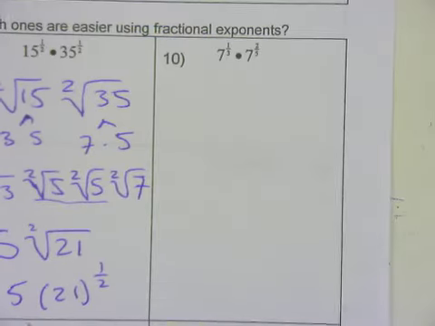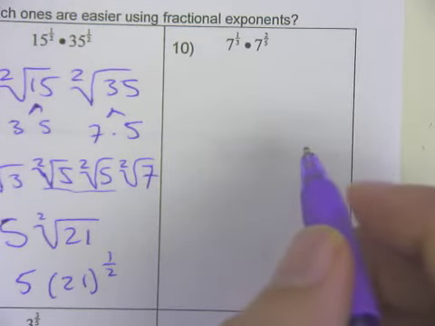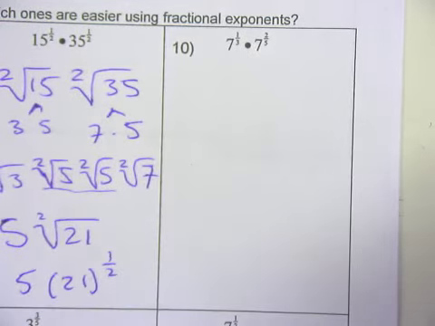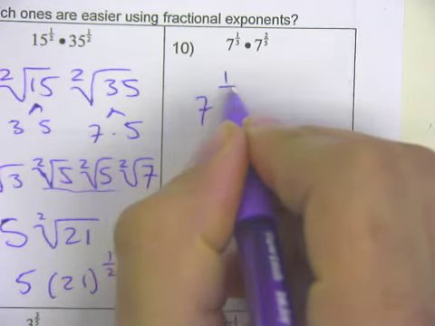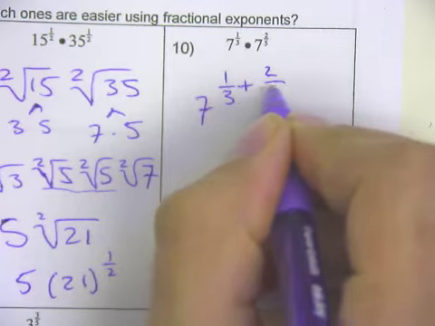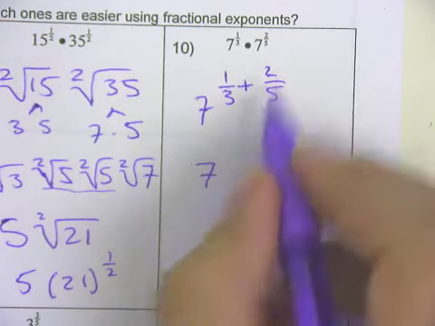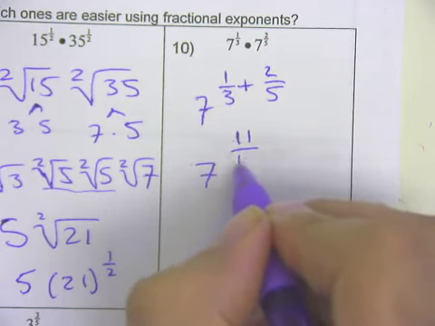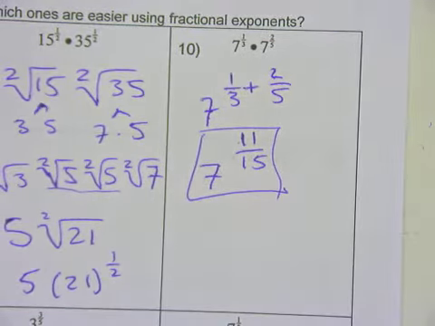All right, number 10. How do we want to deal with this one? We probably want to go ahead and stay in exponent form here because it's not going to be too tricky. We've just got 7 to the power of 1/3 plus 2/5, which would be 7 to the power of 5 plus 6 would be 11 over 15. All right, check my arithmetic on that one. I'm not going to promise it's right.